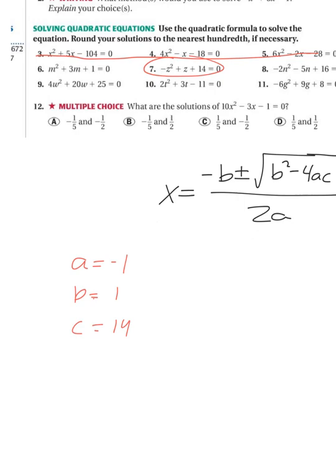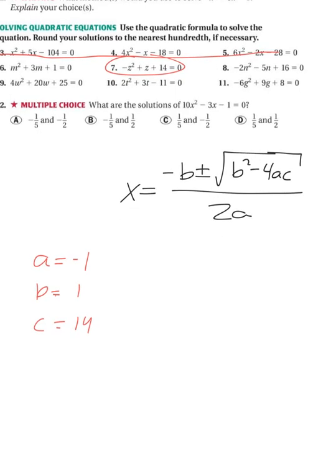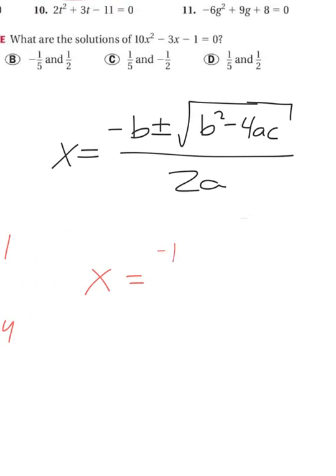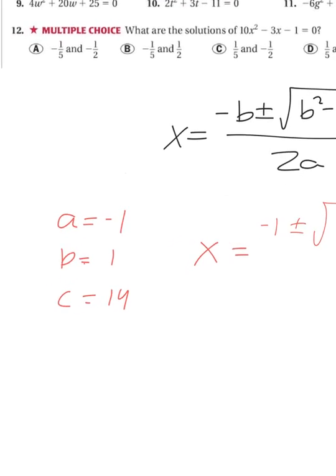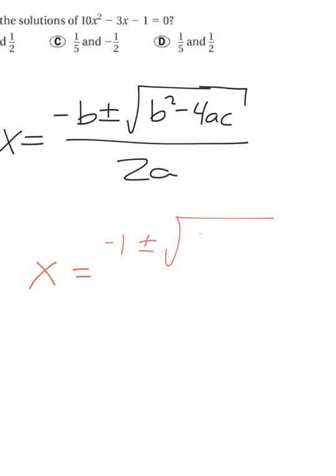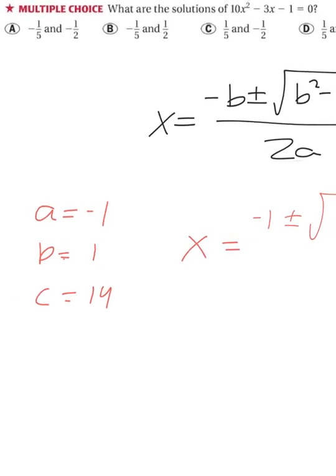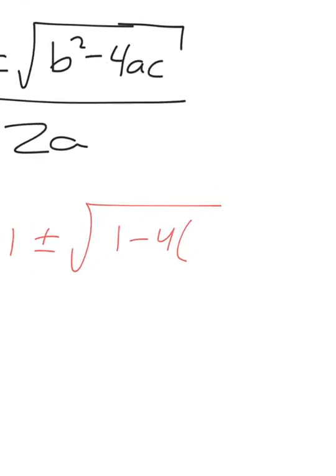Okay, so again, I'll just walk through plugging these numbers in and then trying to get an answer for this quadratic formula problem. So B is 1, so in this case it'll be -1 plus or minus the square root of B squared, which is still 1, so 1 squared is still 1, minus 4 times A times C. A is -1, and C is 14. Okay, so there's what that part looks like.